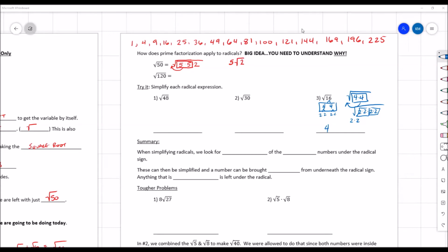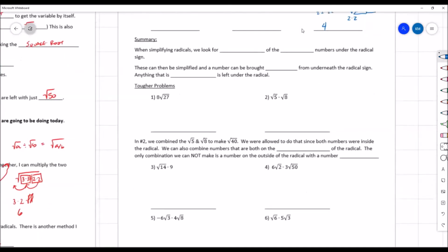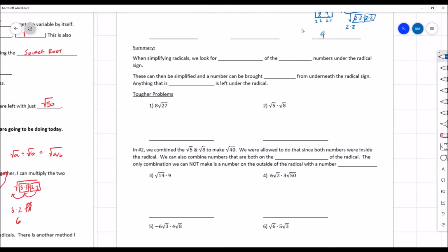Okay. Here it says simplify, or summary. When simplifying radicals, we look for pairs of the same numbers under the radical signs. These can then be simplified, and a number can be brought out from underneath of this radical sign. Anything that is left, or anything that is alone, is left underneath the radical. Okay, and if we leave multiple numbers underneath the radical, we just multiply it.